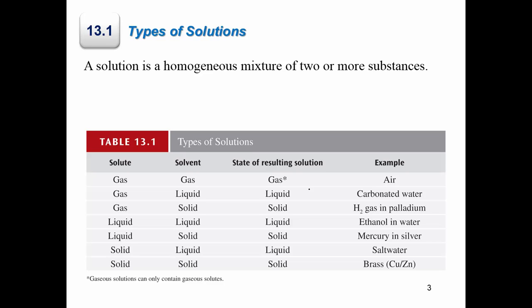Now, we have several different types of solutions. Remember that a solution is a homogeneous mixture of two or more substances. So a homogeneous mixture is you can't see the parts. Remember, a chocolate chip cookie is a heterogeneous mixture. You can see the chocolate chips versus the cookie, but a homogeneous mixture is more like a cup of coffee. You can't tell if there's sugar in that coffee or not. Now, we can have any phase of matter for the solute, and we can have any phase of matter for the solvent. So we can have homogeneous mixtures of many different types of solutions.